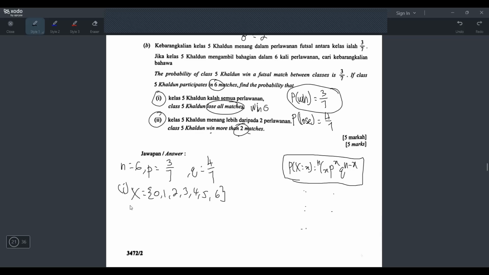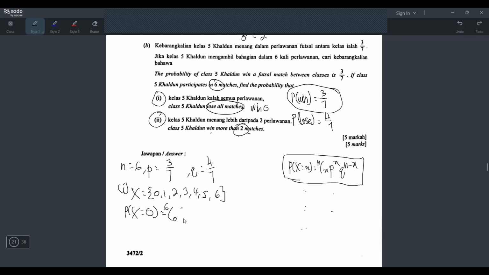Okay, now they say lose all matches. It means I have to do P(X = what)? I cannot do P(X = 6) because if I do P(X = 6), I am finding the probability for winning 6 matches, which is not correct. I want losing 6 matches, so I should do P(X = 0). Okay, unless you make this one 4 over 7. If this one is 4 over 7, this one 3 over 7, then you can do P(X = 6). Okay, hope you understand.